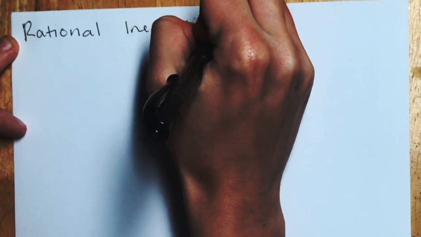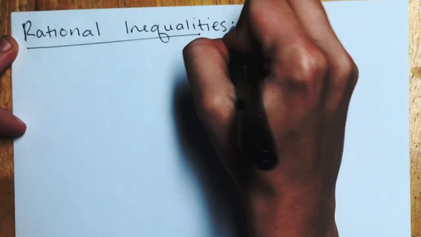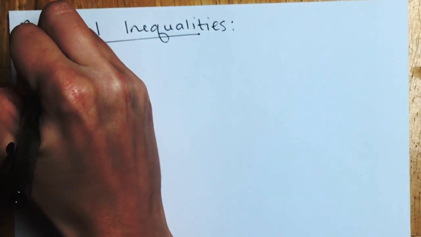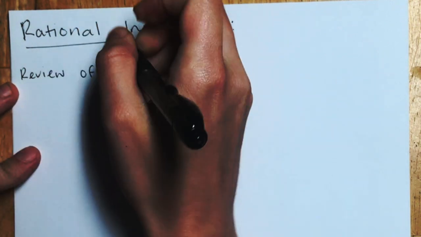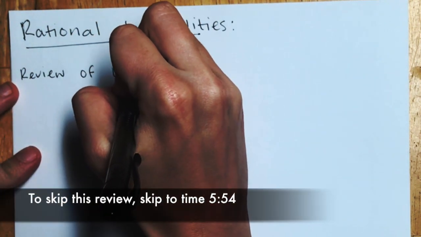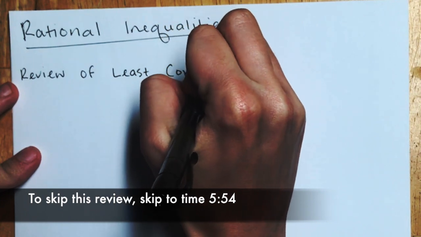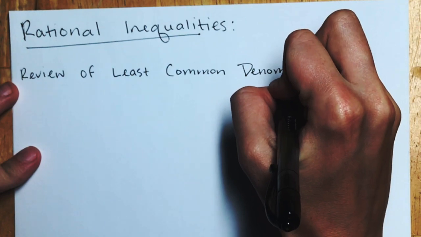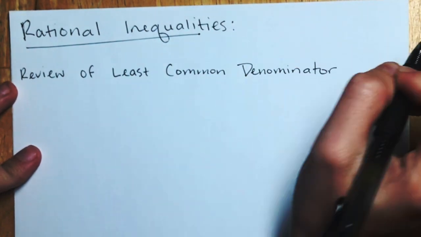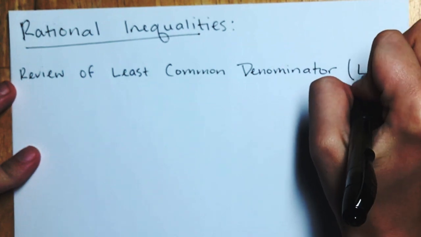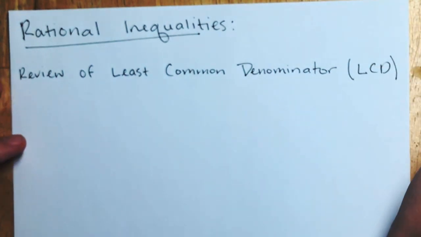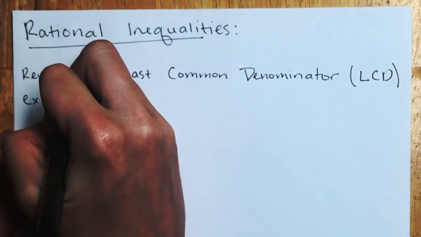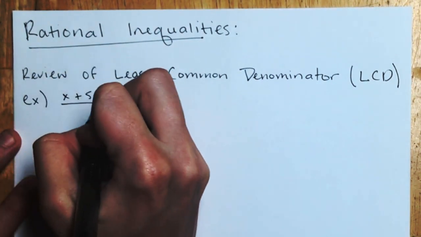Welcome to our lecture on rational inequalities. Real quickly, I would like to do a review of least common denominator, what we usually call LCD to abbreviate. So, for example, let's say I was looking at the following.